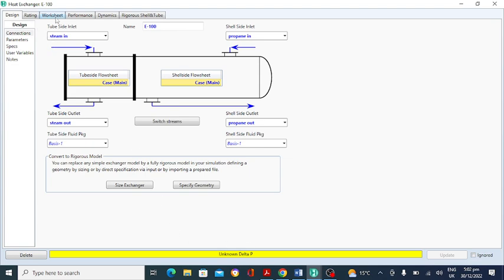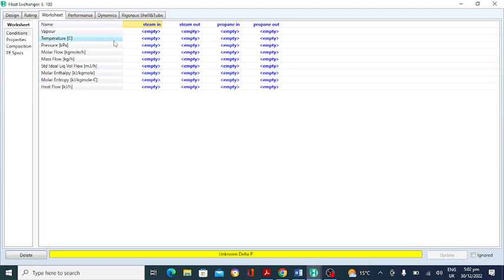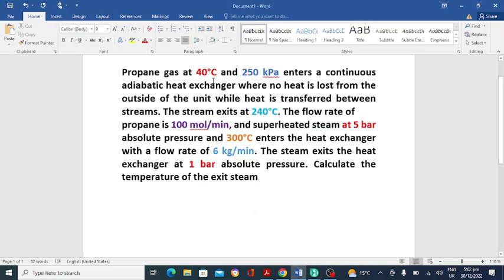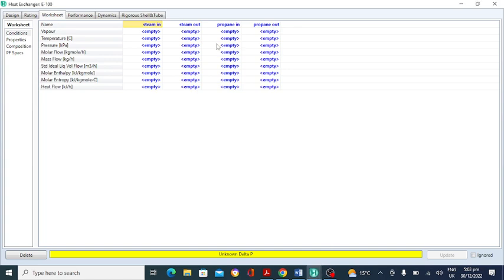Now we will go to the worksheet, and here this is the steam in, steam out, propane in, propane out. The propane inlet temperature and pressure are given to us. The propane inlet temperature is 40 degrees centigrade, and the pressure of propane is 250 kilopascal.